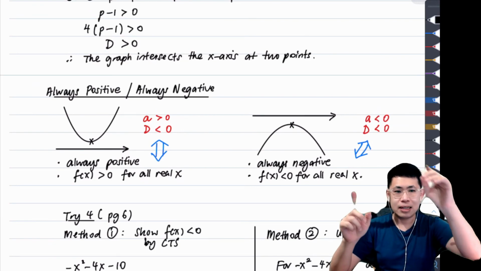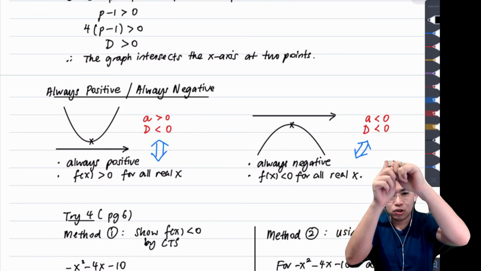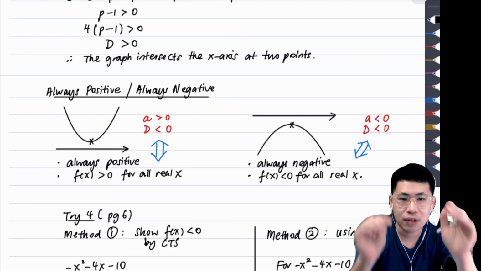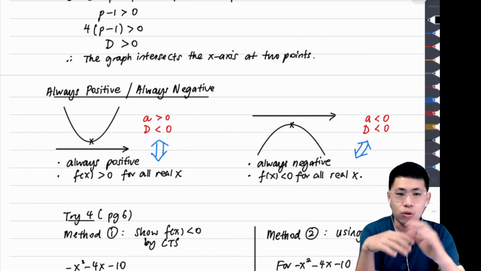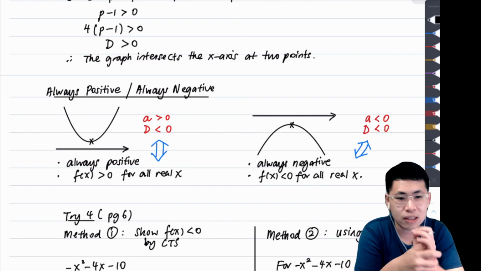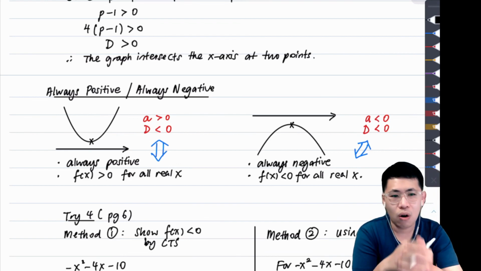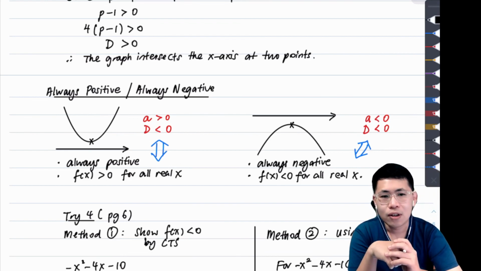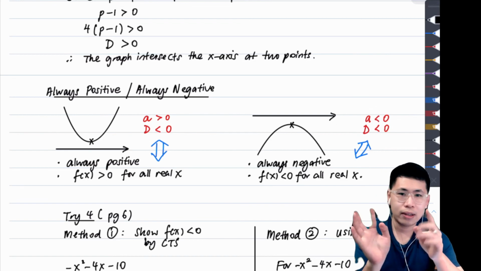The summary is that we use these 2 conditions to show that the graph is always positive, always negative, or to show a certain function more than 0 or less than 0 for all real x. So we look at A, we look at the discriminant.